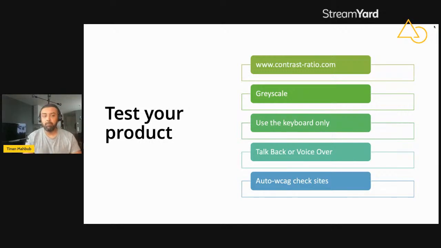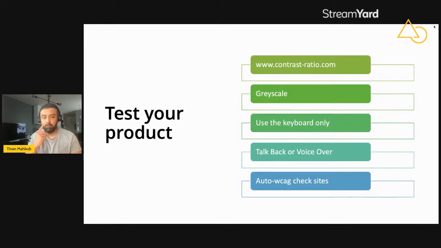Use the keyboard only. If you build a product, at least try to work one day from your office, one mouse-free day. Just put the mouse away and work only with the keyboard. Then it will make you understand more how you should design your product for the people who cannot or don't want to use a mouse.